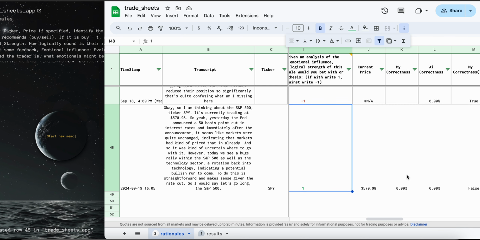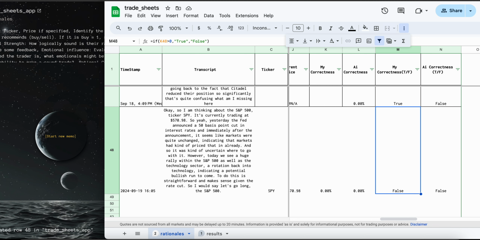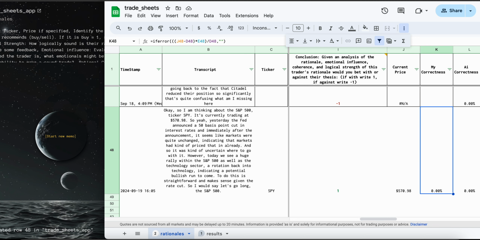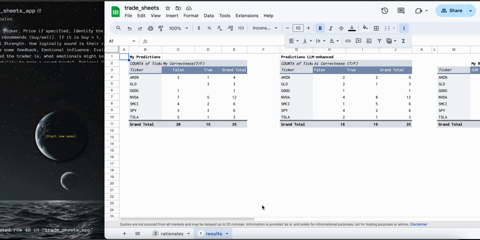And on these other columns, I'm tracking the price movement of the stock. So this is just a Google Finance formula. So this is going to be dynamically changing. And given the dynamic change of this price, we can track in the future whether or not my initial trade was right, and how the LLM or AI helps correct that. So if we look into my results tab, I have some pivot tables here that track how accurate things have been.